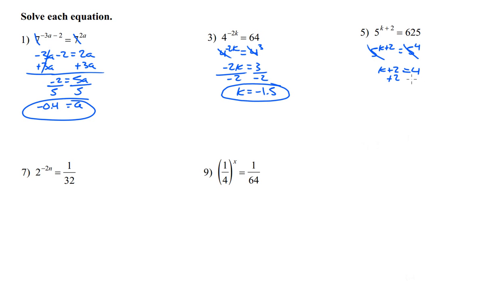Add 2 to both sides. Sorry, subtract 2. Subtract 2 from both sides. That's a 2. And we get k equals 2.